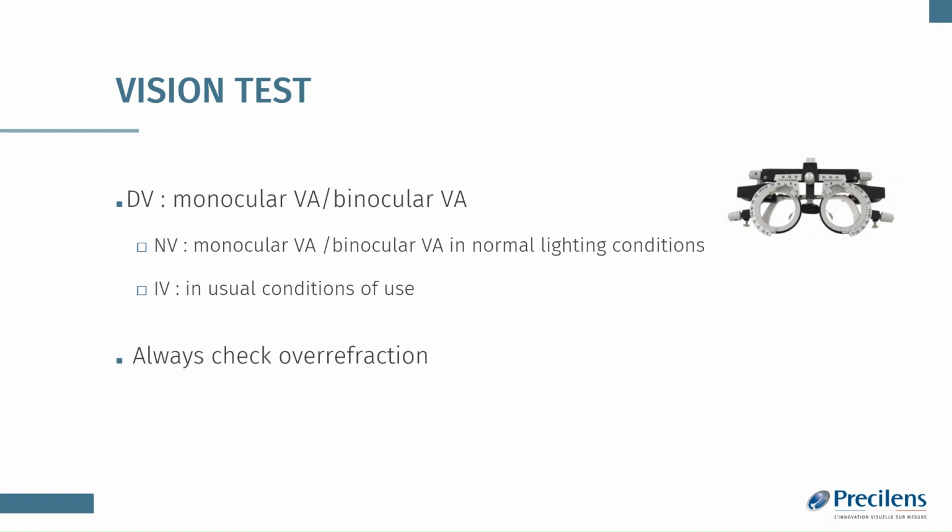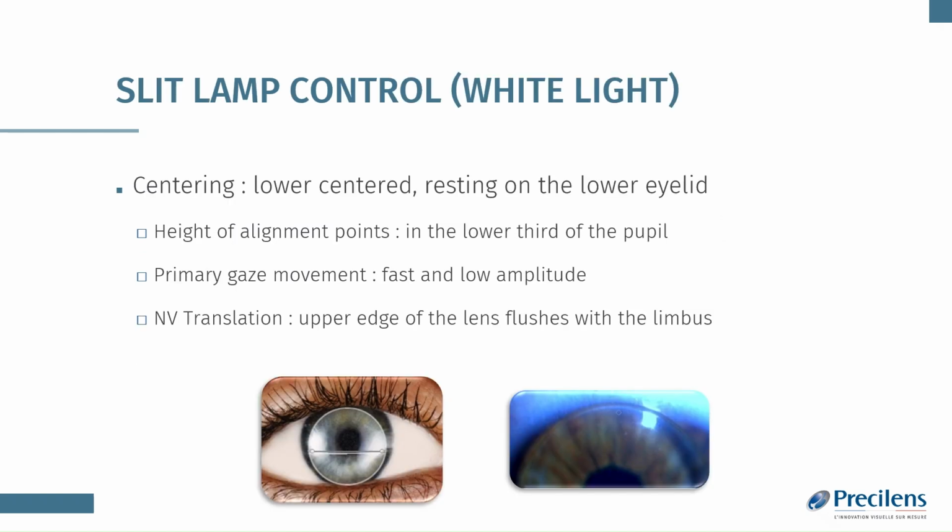It is also advisable to test intermediate vision under the usual conditions of use. Whatever the visual acuity, over-refraction must be systematically checked to ensure optimal visual comfort for the patient. During the slit lamp check in white light, the Expert Progressive must be slightly off-center at the bottom and be resting on the lower eyelid.